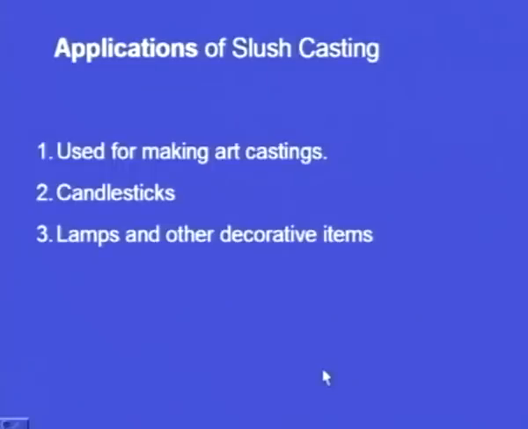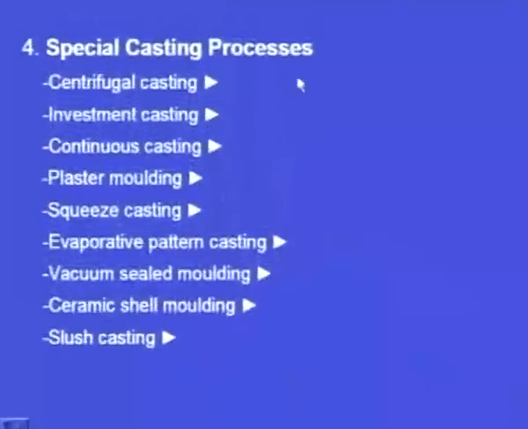Applications: used for making art castings, not for engineering applications. For example, candlesticks are made by sludge casting. Lamps and other decorative items are made by sludge casting. So among the special casting processes, in this episode we have seen vacuum sealed molding, ceramic shell molding, and we have also seen sludge casting. With this, we have completed the special casting processes.